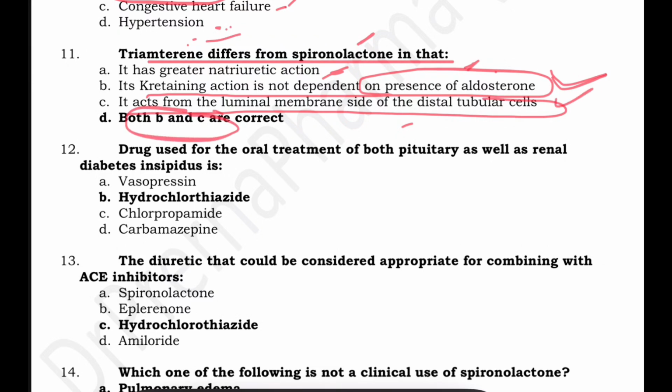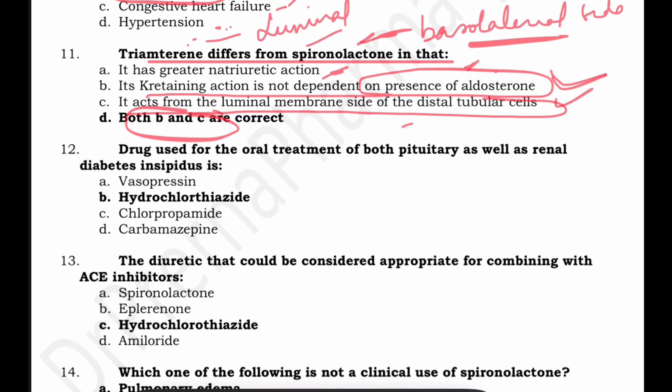Remember, triamterene is acting from the luminal membrane side of the renal epithelium. Spironolactone acts from the basolateral membrane side. These are small things, but many times they are asked, and you should always remember them.